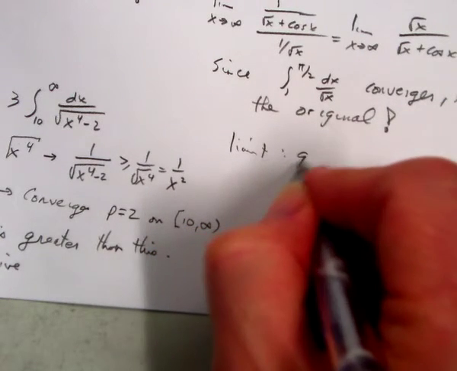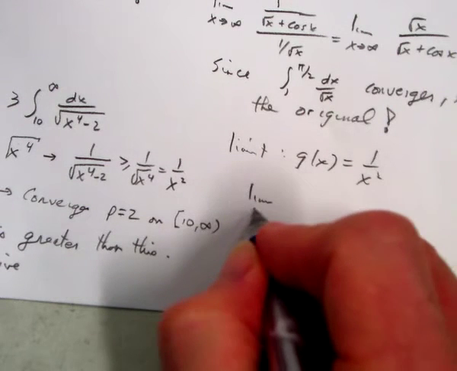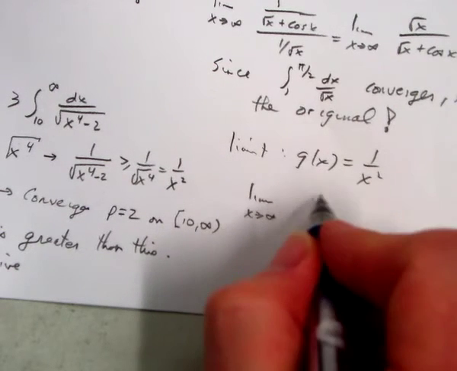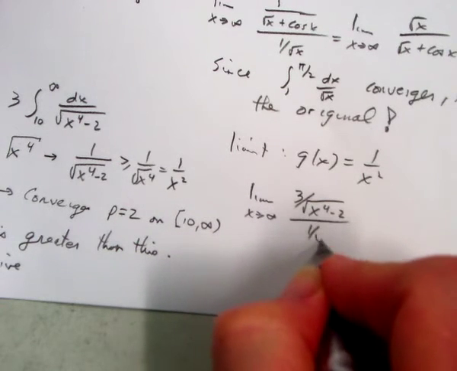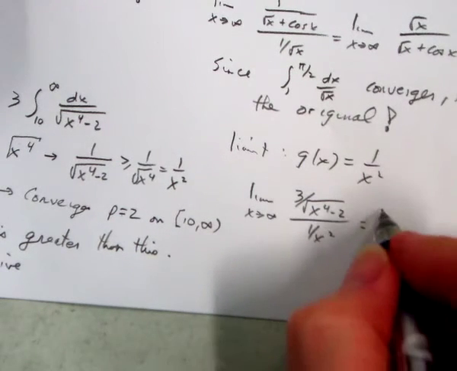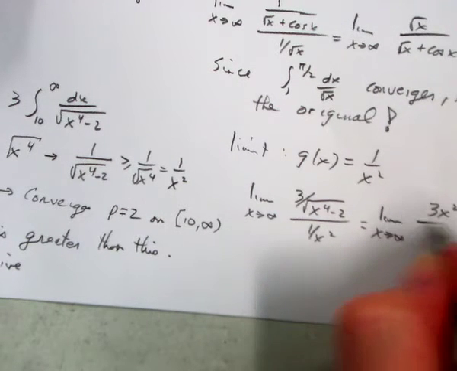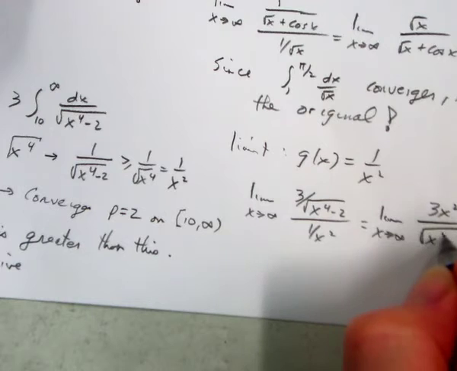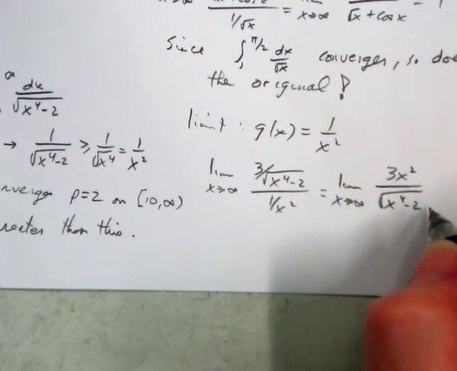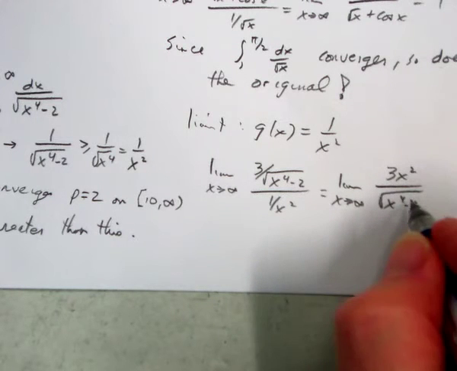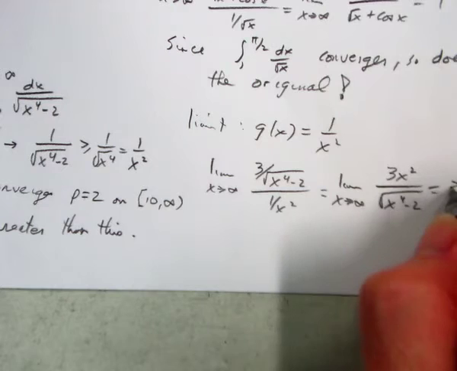On the limit, we're going to use that same basic function, 1 over x squared. We have the limit as x goes to infinity of 3 divided by the square root of x to the 4th minus 2, divided by 1 over x squared. And that is the limit as x goes to infinity of 3x squared over that square root. Now in one of the previous recent videos, we just did a problem similar to this. We could factor out that x to the 4th and do it properly, but basically this is going to behave like x squared, so this limit is 3.